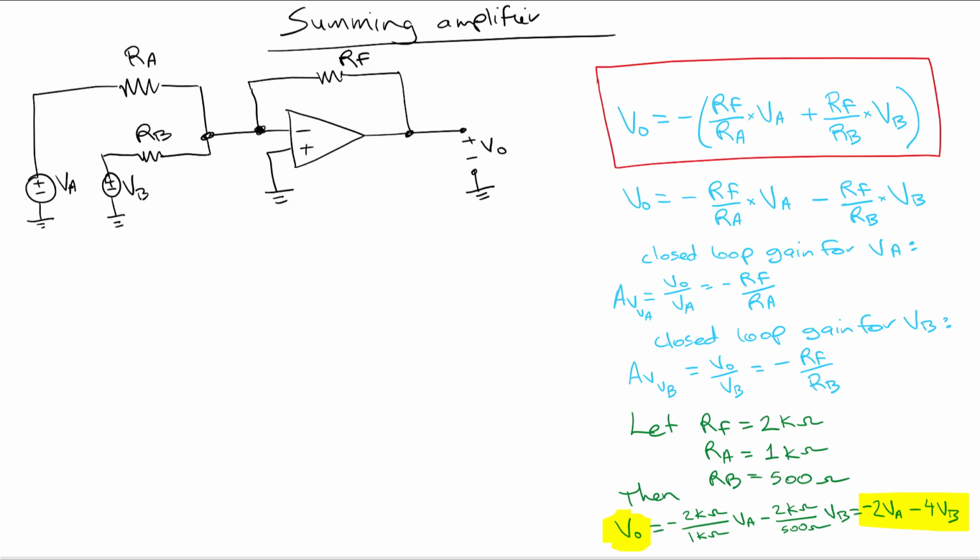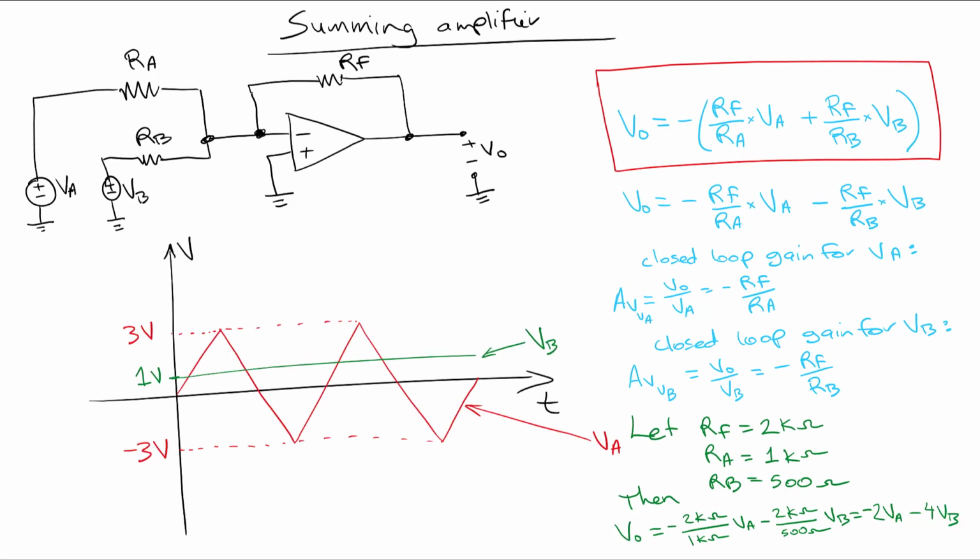So now, what is happening here? Let's apply this to an input waveform, or sorry, two input waveforms, because we have two inputs. We have a VB input and we have a VA input. Now what we notice here is VB is a constant. It's 1 volt. And VA is a sawtooth. It's going up to 3 volts and down to minus 3 volts. So what's this going to do?